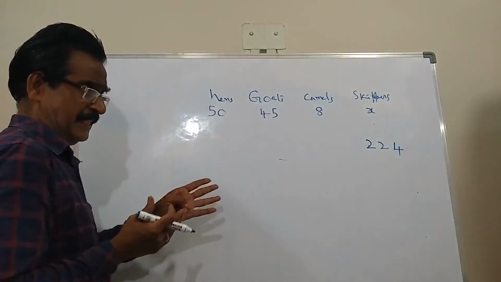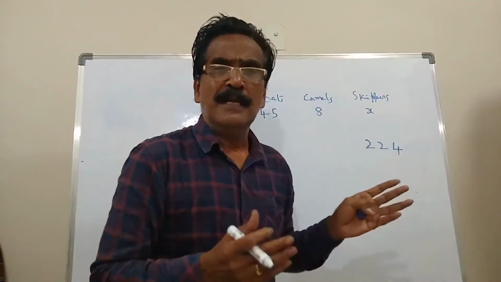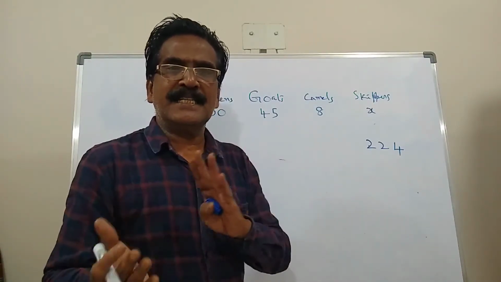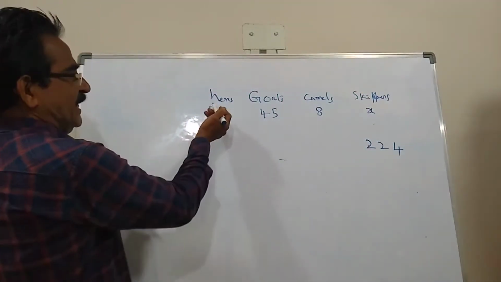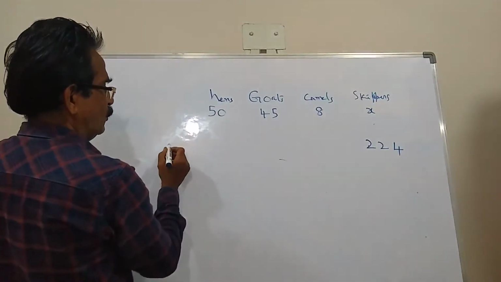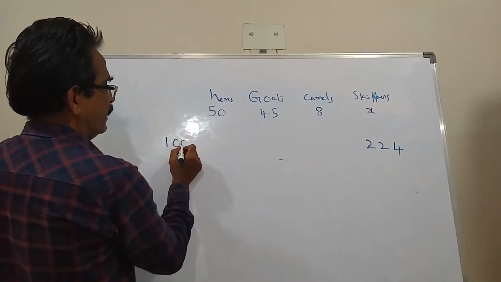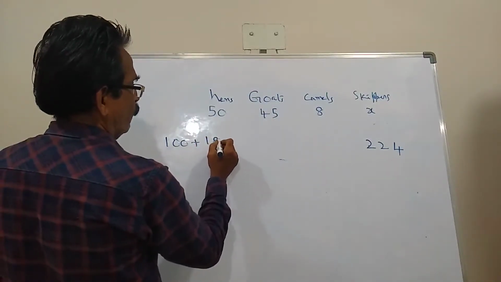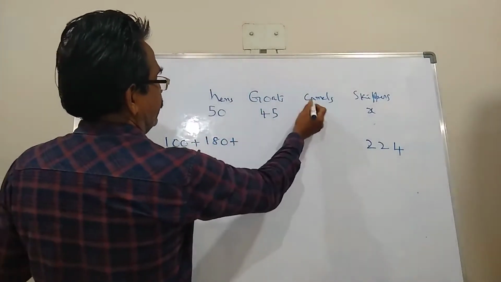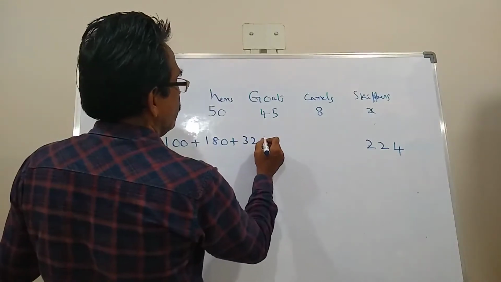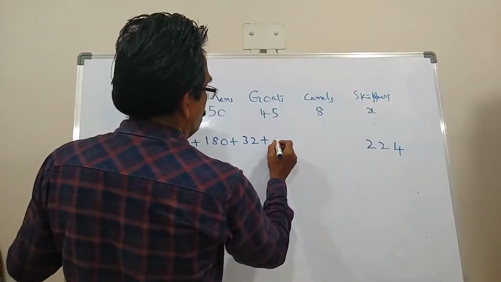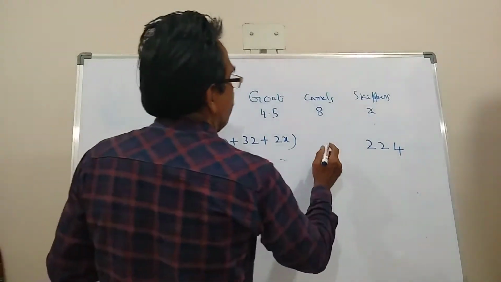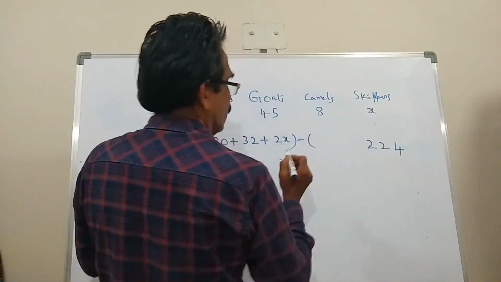See friends, here this 224 is equal to legs minus heads. Let us count the legs. Hen will have 2 legs, 100 plus 45 fours. Goat will have 4 legs, 8 fours, 32 plus skipper will have 2 legs, 2x. This is the total number of legs minus the total number of heads.